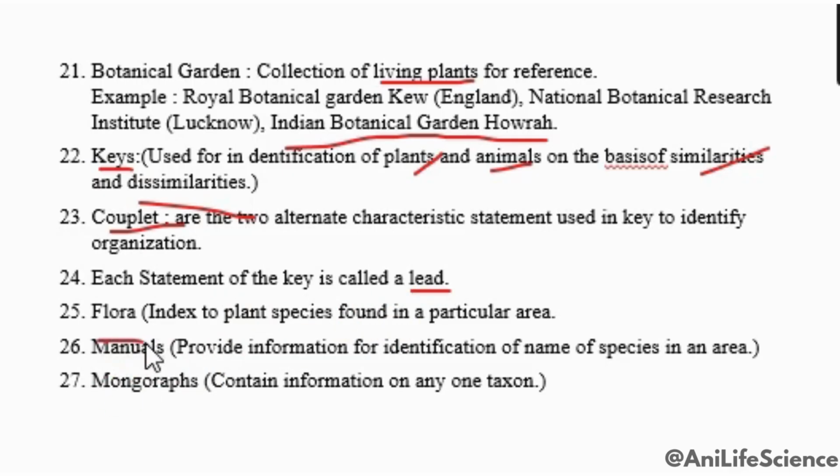Flora lists plant species found in a specific area. Manuals help identify the names of species in a particular region, while monographs provide detailed information about one specific group or taxon.